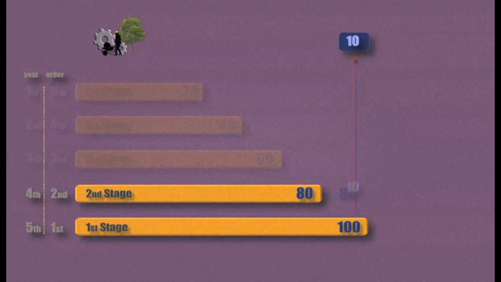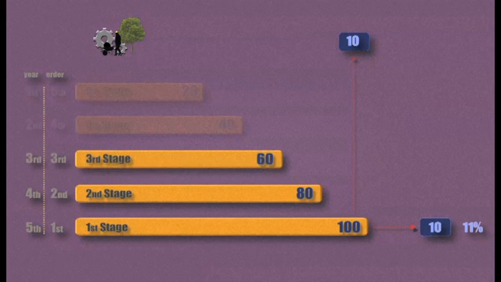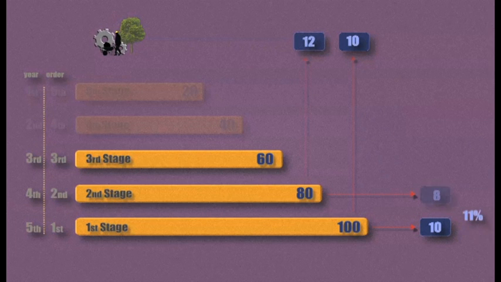The difference between the total amount they advanced and the amount they receive at the end of the year is equal to 10 monetary units, or an interest rate of approximately 11% per year. We can follow the same reasoning with respect to the rest of the stages.